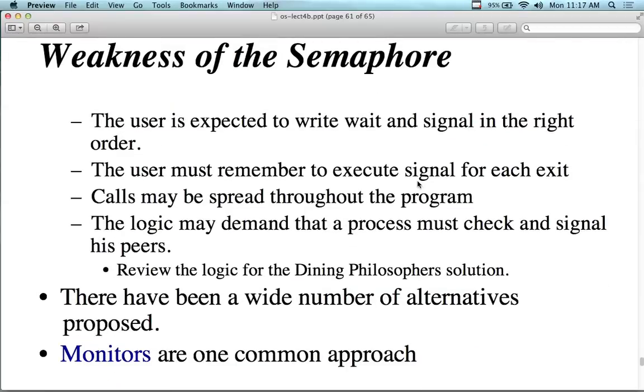The weakness of semaphores is that the user is expected to write wait and signal in the right order. Well, how do we know the order? The user must remember to execute the signal for each exit. The calls may be spread throughout the program, and the logic may depend on whether the process must check and signal its peers. How do you know if it's going to check and signal?